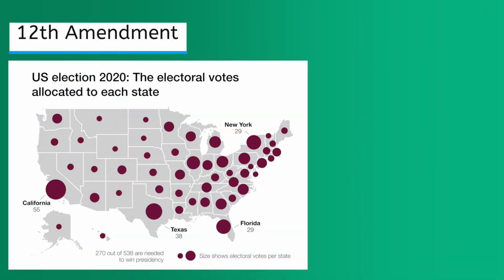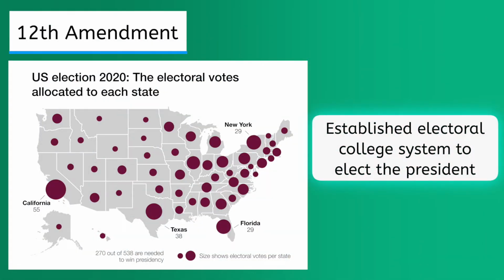Would you believe that of the 17 amendments approved since the Bill of Rights was ratified, 5 of them are related somehow to the office of the President of the United States. The 12th Amendment established the Electoral College system, the process by which the President is elected, in 1804. All presidential elections since have employed this system.